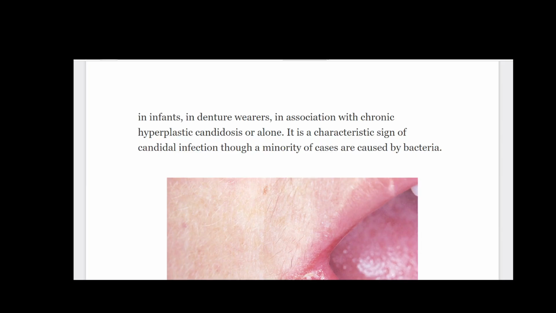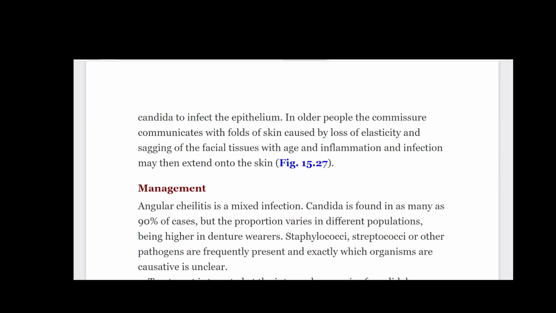The commissure is normally dry and lightly keratinized, but in patients with angular cheilitis it is usually wet, either from saliva leakage or from deliberate licking or application of moisturizers or similar materials. Saturation of the keratin allows Candida to infect the epithelium. In older people, the commissure communicates with folds of skin caused by loss of elasticity and sagging of the facial tissues with age, and inflammation and infection may then extend onto the skin.